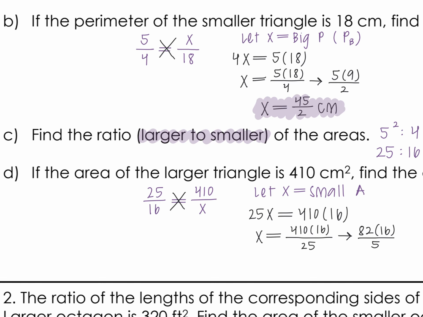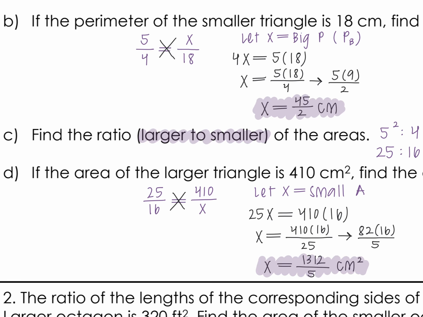Now make sure you are multiplying the 82 times the 16. And so when I do that, I'm going to get 1,312 over 5. Then I'll have my units, so centimeters squared. Once again, you are more than welcome to write this as a decimal. Once again, it just needs to be an exact. So if you're having to round, then you will lose points.